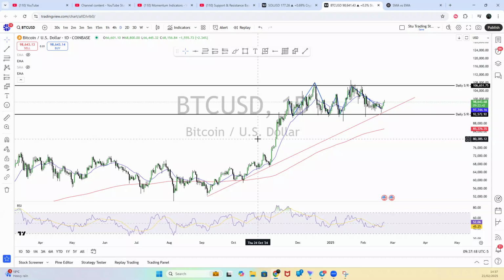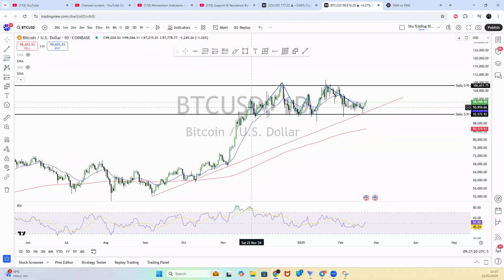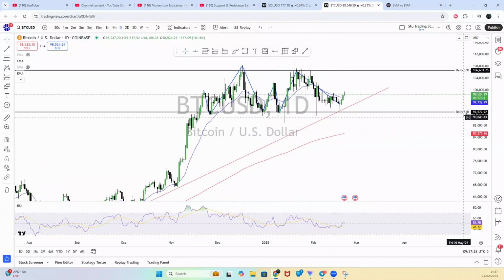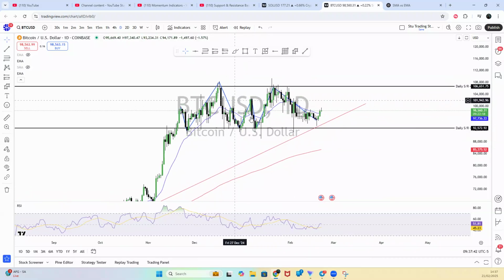What we can also see, though, is that since the end of November, we've been in very much range-bound price action. So this 92,000 to 106,000, there's a clear support and resistance levels here. And so until we break out of this, we're in this range-bound environment, and price action can be quite choppy during these range-bound periods. And so market structure can be quite difficult to use in a range-bound market.